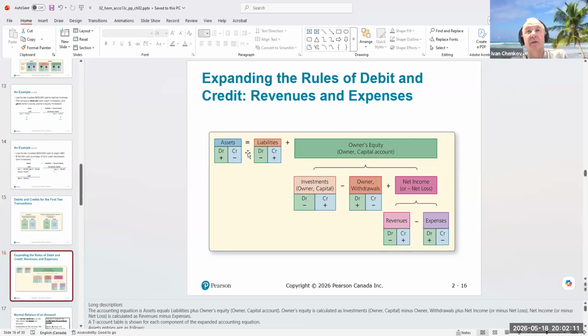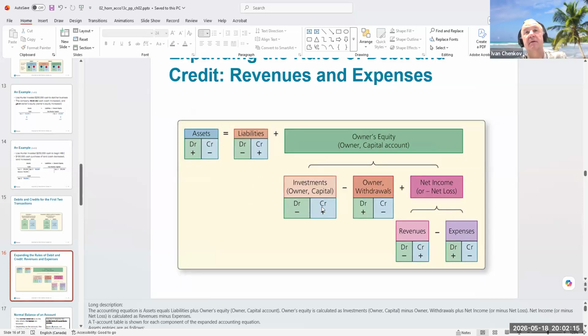If we have to put everything in the big picture, that's something interesting here. So again, left side of the equation, asset. On the debit side, goes up. On the credit side, goes down. On the right side of the equation, we have liability, owner's capital. What's happened with those two and those two only? On the credit side, they're increasing. On the debit side, decreasing.